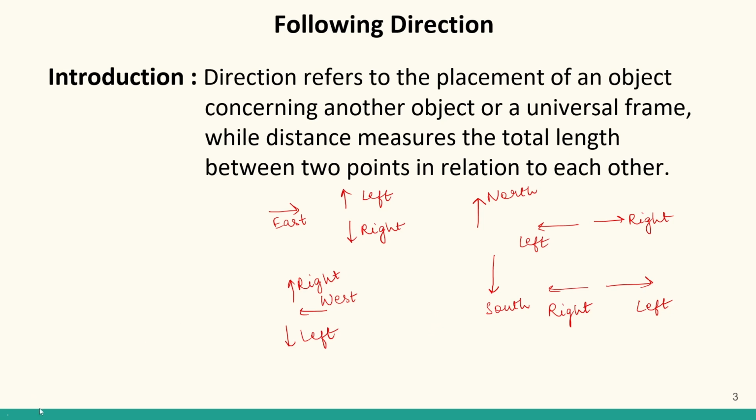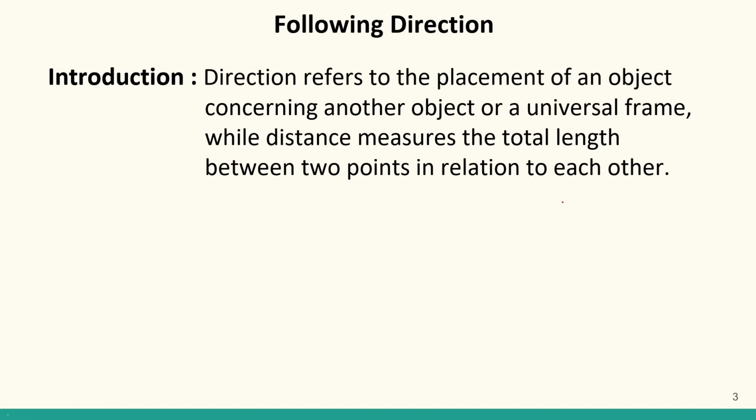Now, the other concept is clockwise and anti-clockwise. If you remember, this is what a clock looks like. This is 12 and this is 6. So a clock's hand will move in this direction, towards the right. This is called the clockwise direction. And if we go in the opposite direction, it will be called the anti-clockwise direction. This is another concept that is used very frequently in following directions.